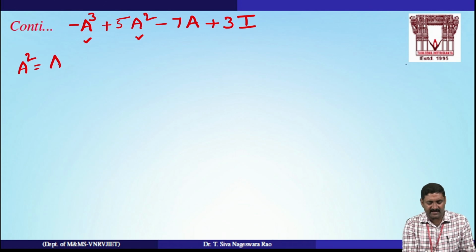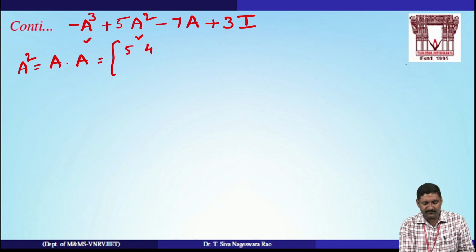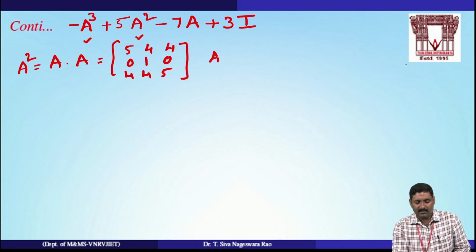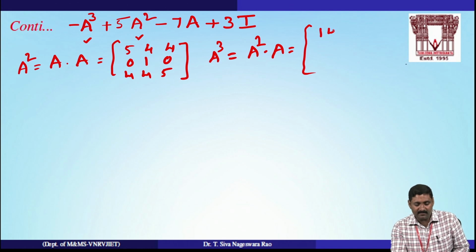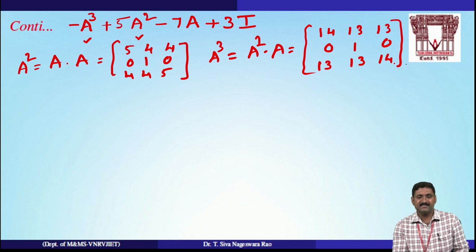So what is A square? A square is A into A. Its value is 5 4 4, 0 1 0, 4 4 5. This is the A square value. Now A cube is A square multiplied with A. The resultant answer is 14 13 13, 0 1 0, 13 13 14. This is the A square value and A cube value.